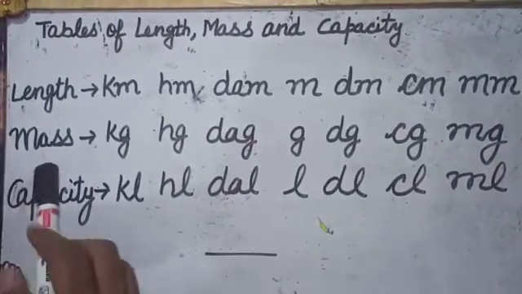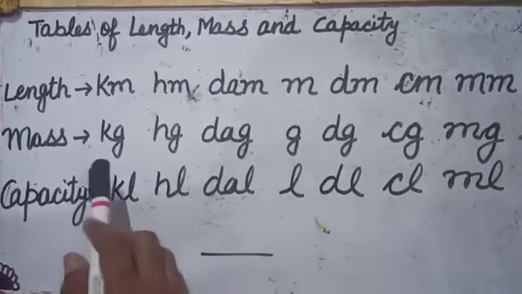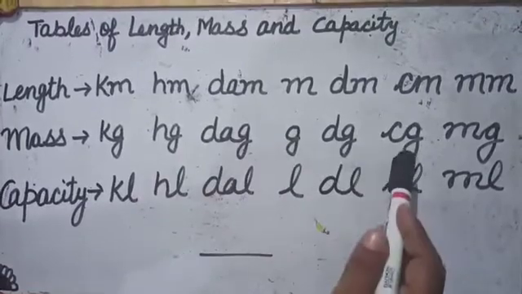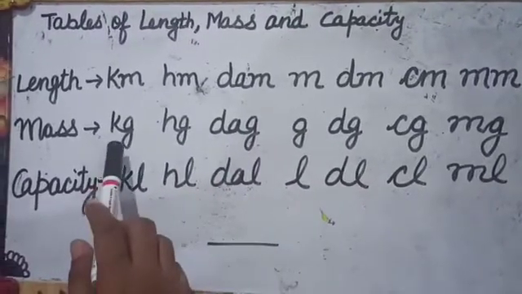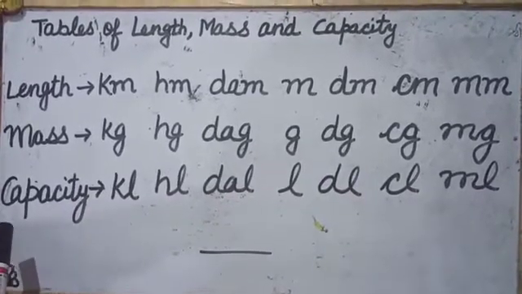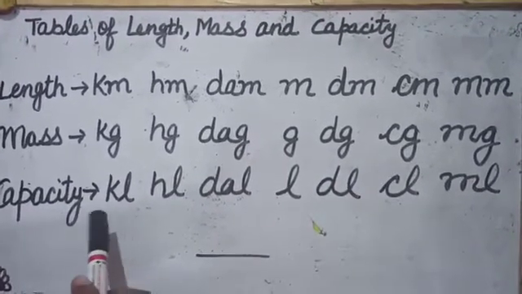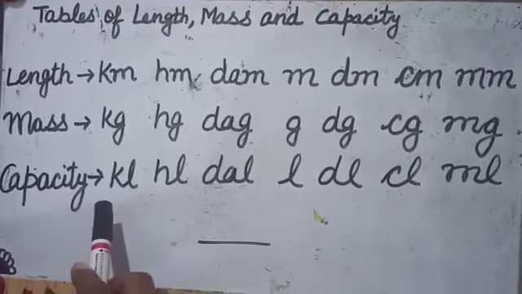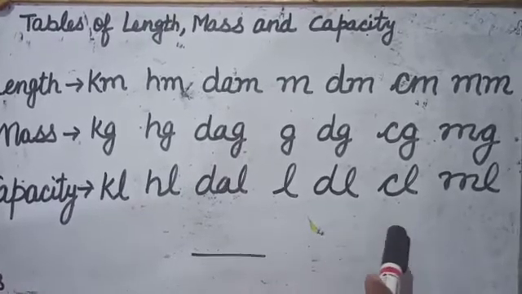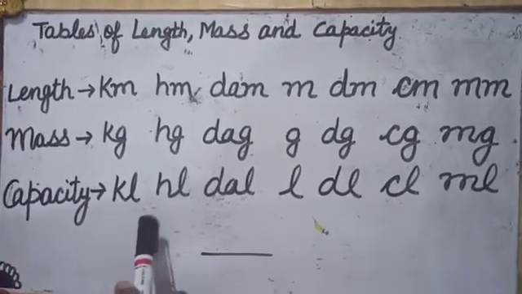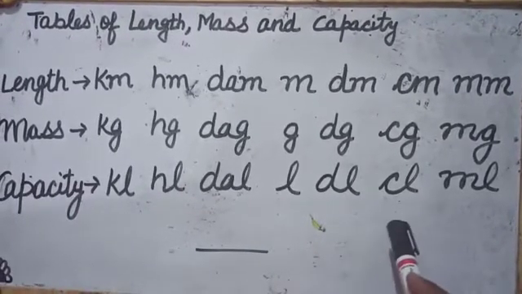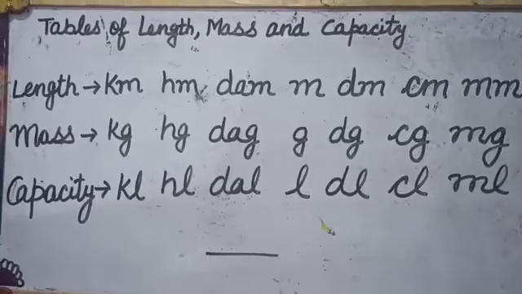Next, table of mass. The basic unit is gram. So the table of mass is kilogram, hectogram, decagram, gram, decigram, centigram and milligram. Same way these units are greater and these are smaller units. Then third, table of capacity. The basic unit is liter. So the table of capacity is kiloliter, hectoliter, decaliter, liter, deciliter, centiliter and milliliter. Here also kiloliter, hectoliter, decaliter, these are greater units, and deciliter, centiliter, milliliter, these are the smaller units.